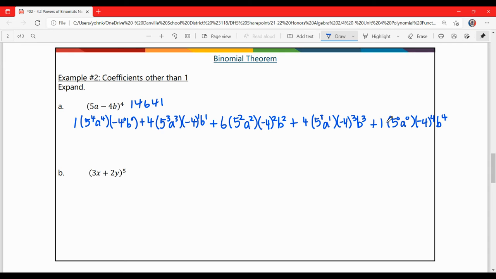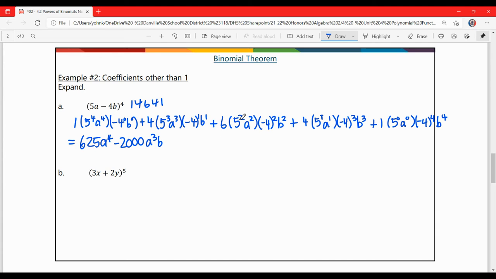So notice that my exponents are always totaling 4. All right, so let's clean this up a bit. 1 doesn't matter. This negative 4 to the 0, b to the 0 doesn't matter. 5 to the 4th is 625, a to the 4th. Then we have 4 times 5 cubed times negative 4 to the 1st. That's negative 2000, a cubed b.